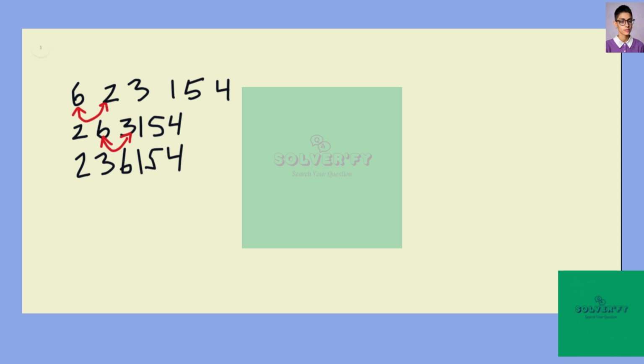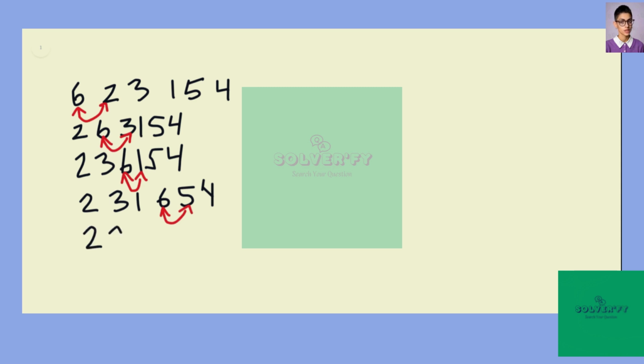Okay, and then we'll start the same thing, but at the third index. So is 6 less than 1? Nope. So we are going to go ahead and switch those two, and that's going to give us 2, 3, 1, 6, 5, 4. Okay, and same thing, except now we are starting at the fourth index. So is 6 less than 5? No, so we're going to switch those.